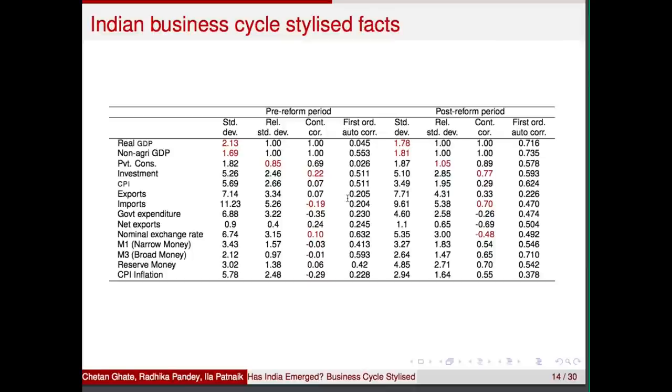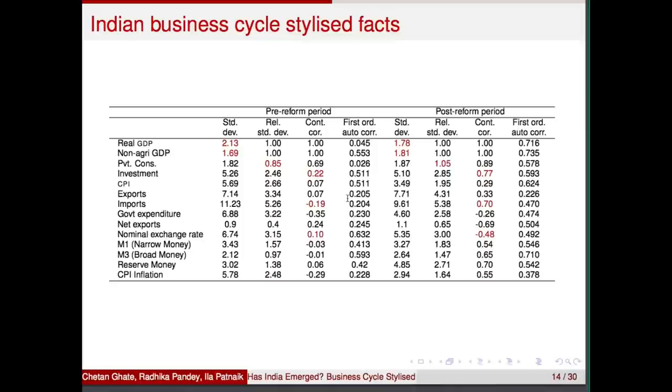In this paper, we have compared the pre and post reform period business cycle properties of standard deviation, relative standard deviation, correlation, and persistence. So if we look at the real GDP, we find that the standard deviation of real GDP has declined from 2.13 to 1.78 in the post reform period. While if you look at non-agri GDP, the standard deviation has actually increased from 1.69 to 1.81. Private consumption is again volatile, the relative standard deviation increasing to more than one in the post-reform period.